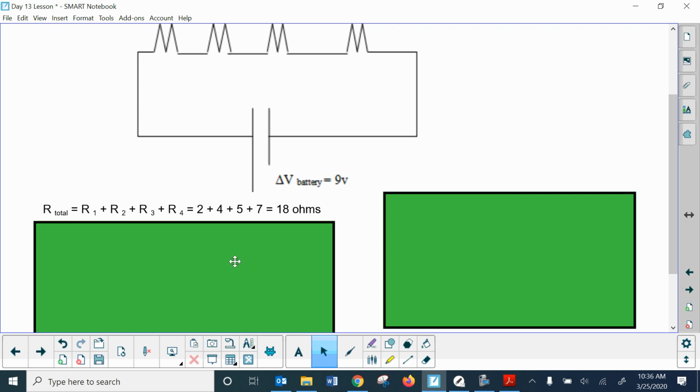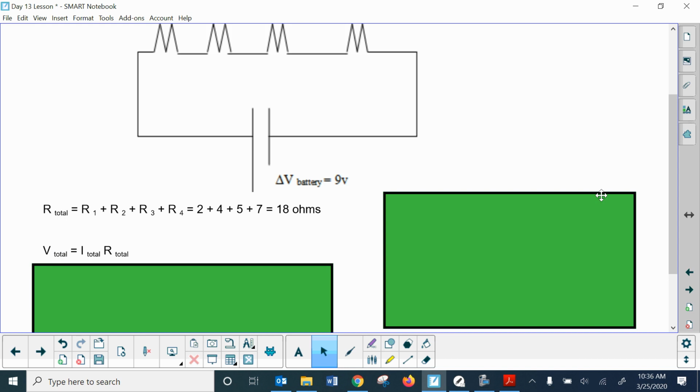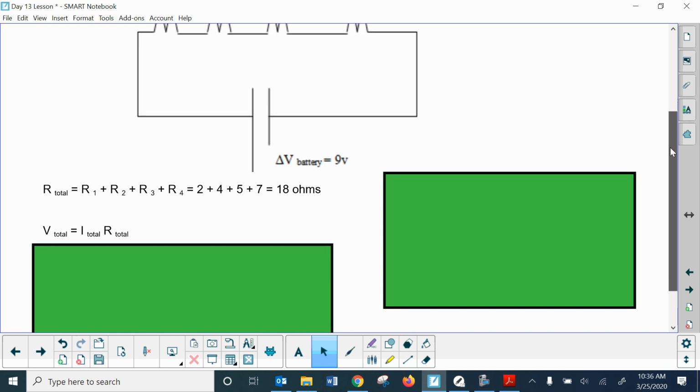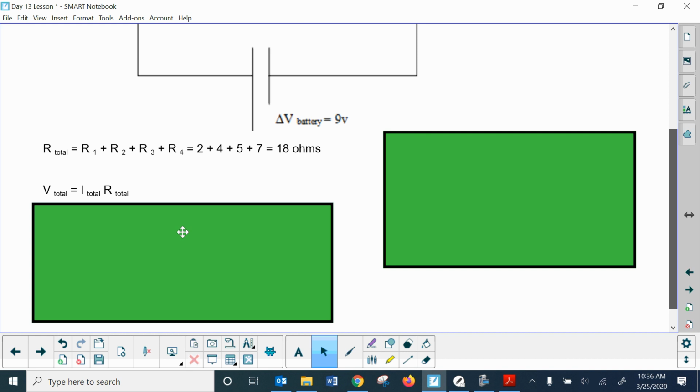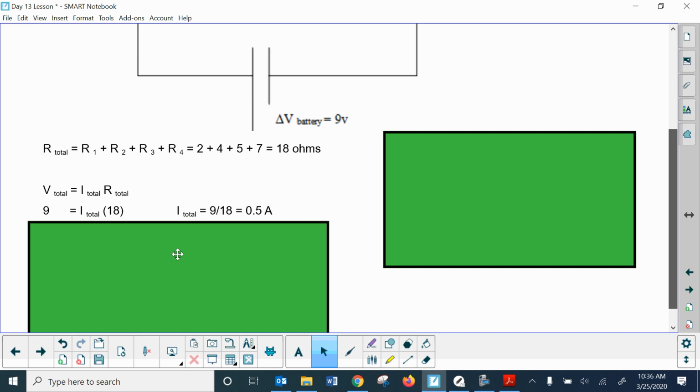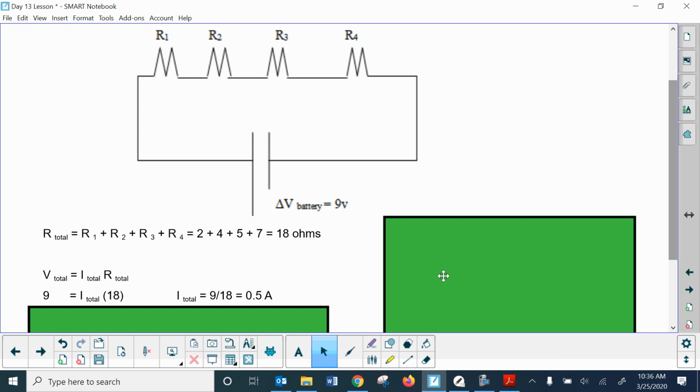So moving down another line here. So the total voltage equals the total current times the total resistance, just Ohm's law. And then I would just plug in the values that we have. So 9 equals I times 18. So we're going to solve for I, and you should get 0.5 amps. So we got 0.5 amps is the current that leaves the battery and starts making its way around the circuit.